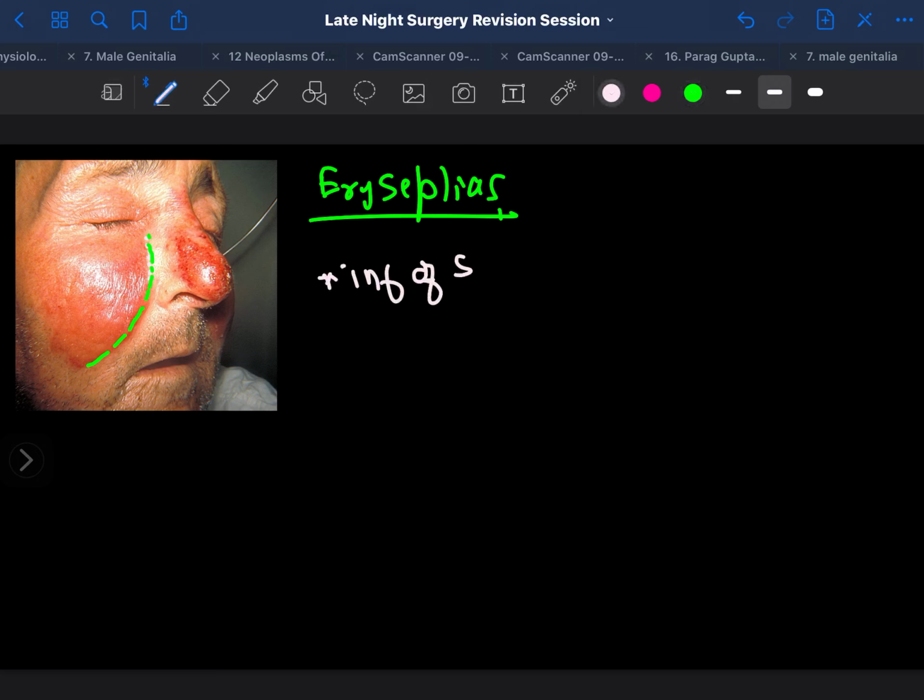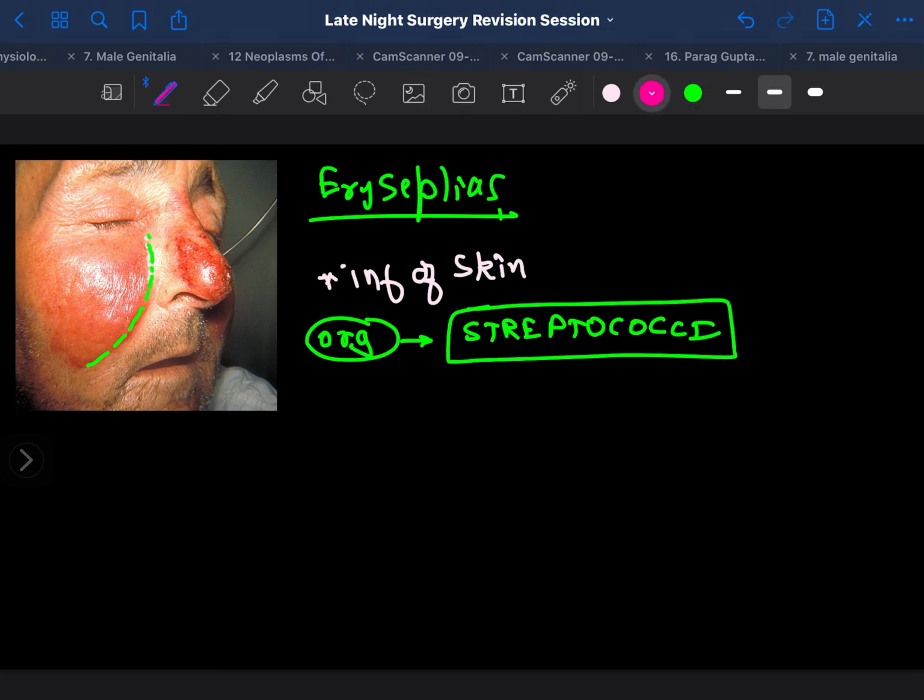So let's talk about erysipelas, guys. Again, this is an infection of the skin. Now, what is the organism associated with this? The organism associated with this is again streptococci, beta hemolytic streptococci. But what is the characteristic feature of erysipelas? Here the infection is predominantly involving the epidermis and the dermis. It is not involving the subcutaneous tissue.